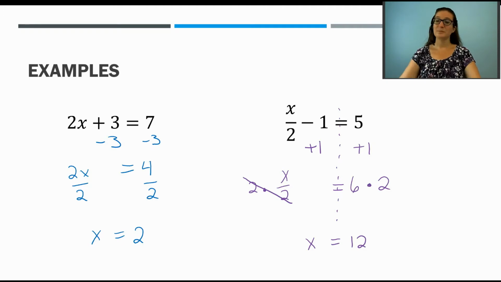Okay? So those are the equations that you probably have seen before. Today we're going to talk about inequalities and how they are just a little bit different.